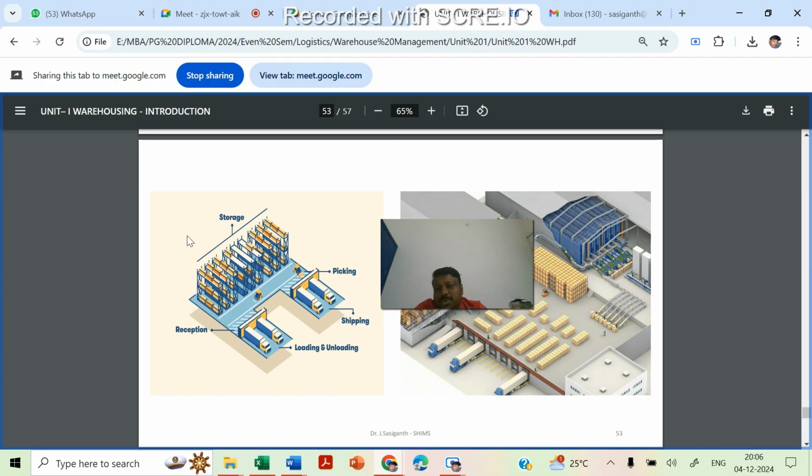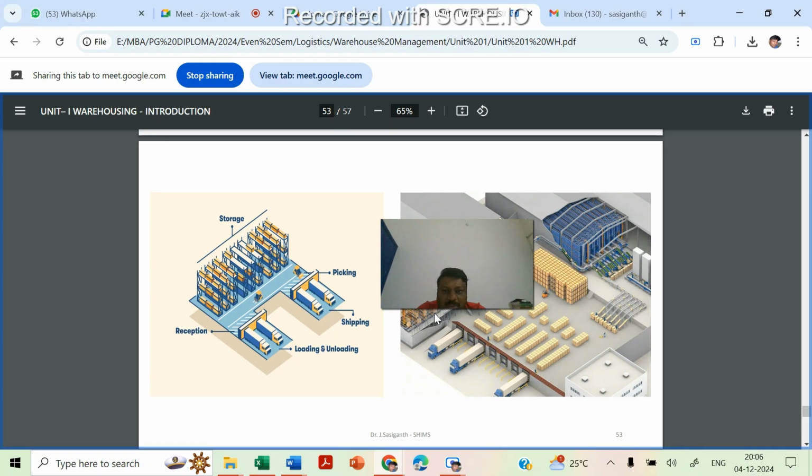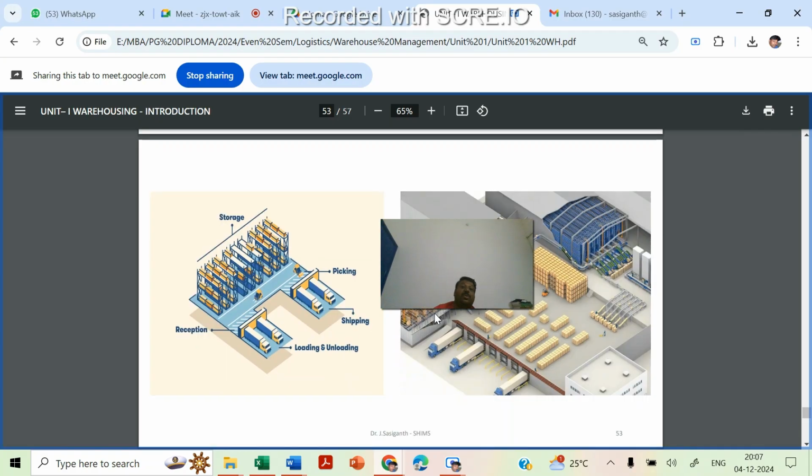See, you store. There is a reception here, loading and unloading happens here, shipping happens here, picking happens here. Very simple. This is how it happens inside a warehouse. So this will be your warehouse layout. Definitely, you need to plan for a warehouse layout.